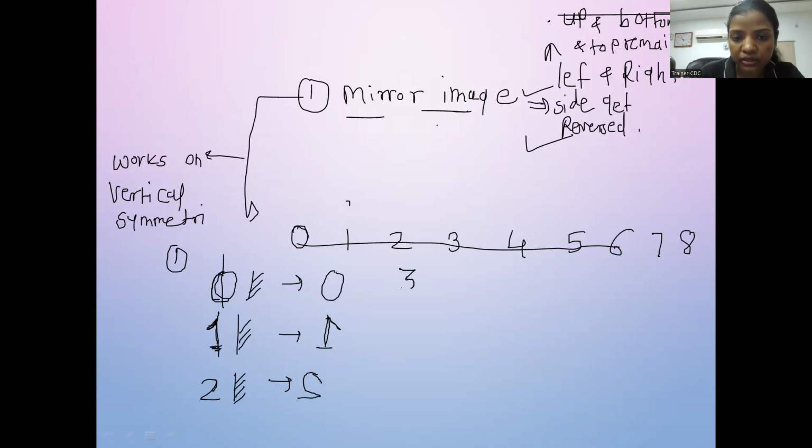Now let's talk about 3. How will 3 look in the mirror image? If you draw a vertical line, it is not symmetrical, right? Both the right side and left side are different, so definitely 3 will look exactly opposite, right?